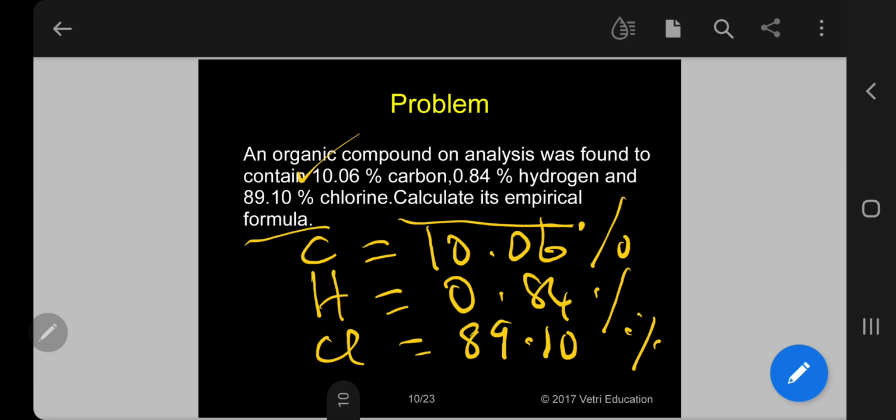Then whatever value is lowest, divide all the values by the lowest, and we'll get some numbers. If all the numbers are whole numbers, no problem, simply represent the whole number against carbon, hydrogen, and chlorine. Suppose there is a fraction, find a common factor and multiply to convert into whole numbers. Kindly follow. Let me work out this problem so you can understand.